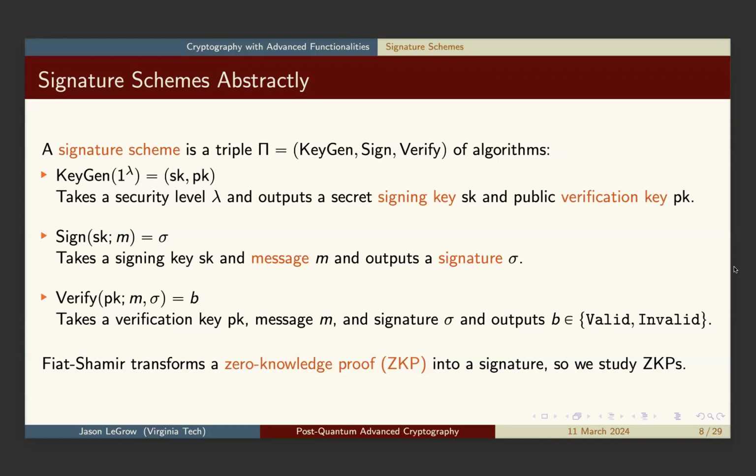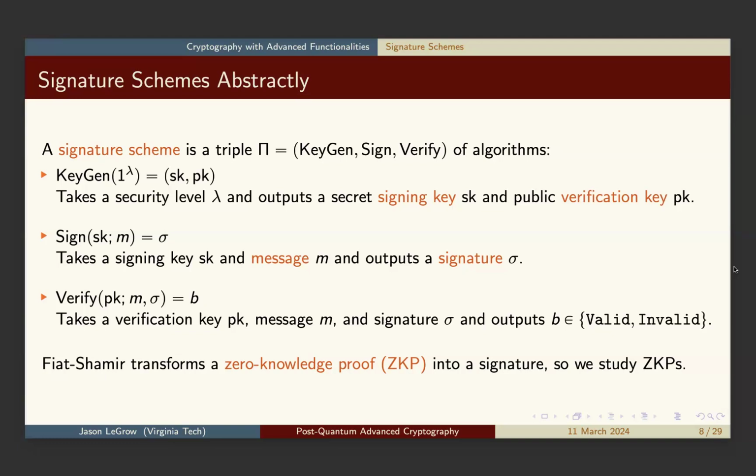As it turns out, we basically don't need to study signature schemes, even though we want them, because there's a transformation that turns what's known as a zero-knowledge proof into a signature scheme. And these zero-knowledge proofs are much easier, at least for me, to study than signature schemes. The transformation is called the Fiat-Shamir transform. So we can transform zero-knowledge proofs into signatures.